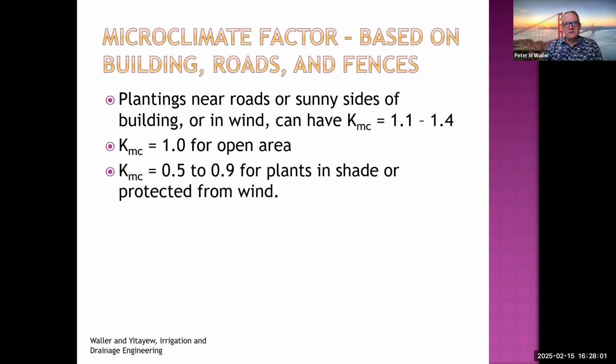And then the microclimate factor: plantings near roads or sunny sides of buildings or in wind can have a microclimate factor between 1.1 and 1.4. The microclimate factor is 1.0 for just an open area, or 0.5 to 0.9 for plants in shade or protected from wind.